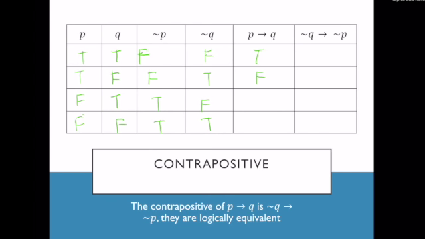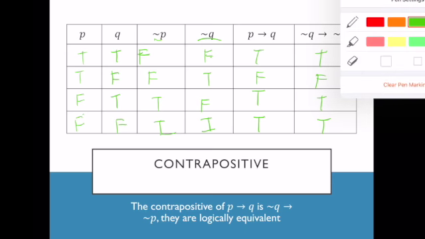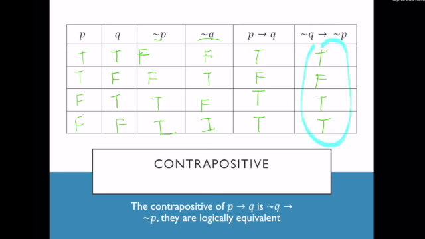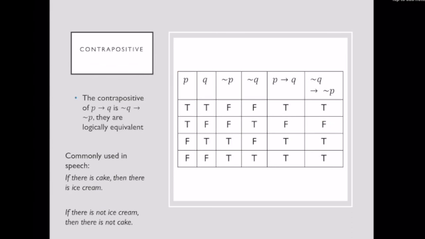Okay. False implies true, which is true. False implies false, which is also true. Now I've got not Q implies not P. So false implies false. That is true. True implies false, that's false. False implies true, that's true. And true implies true, that's true. Because both of these columns are the same, they are logically equivalent. I did include the solution in the PowerPoint so you can check your answer.